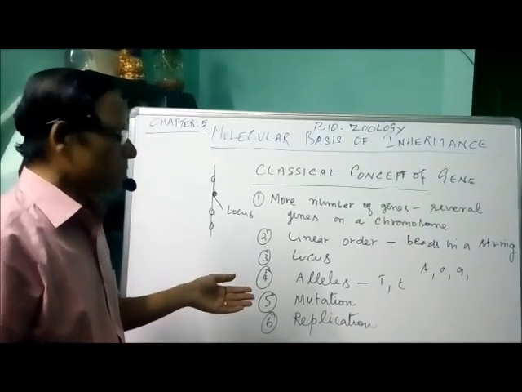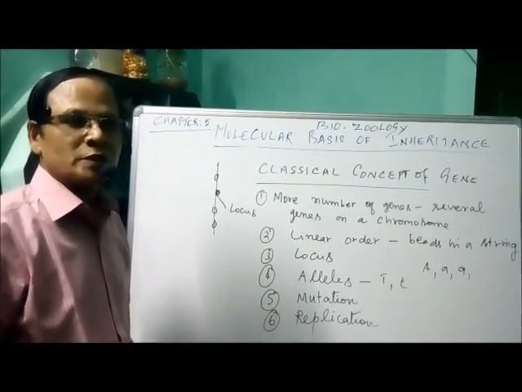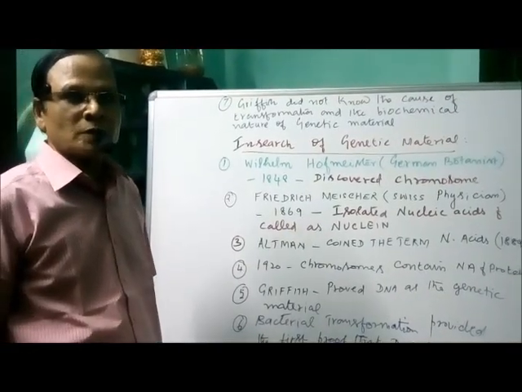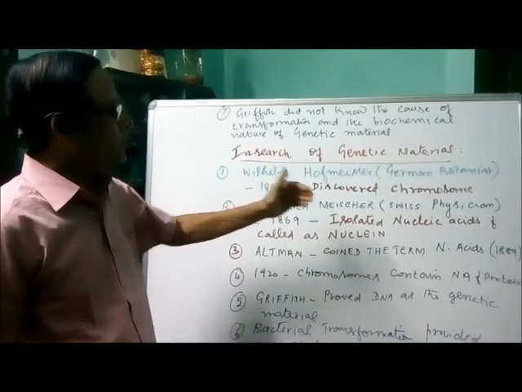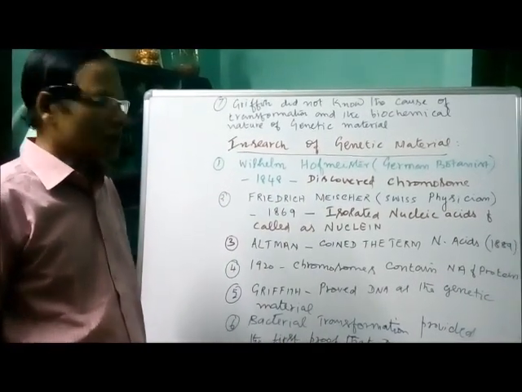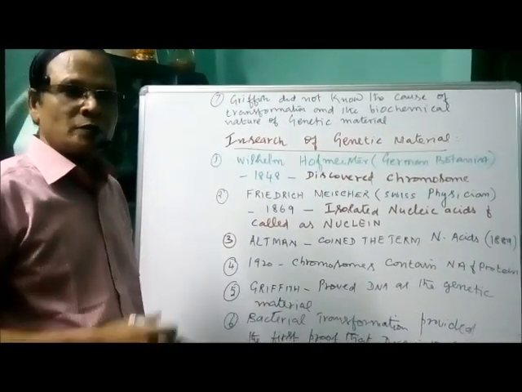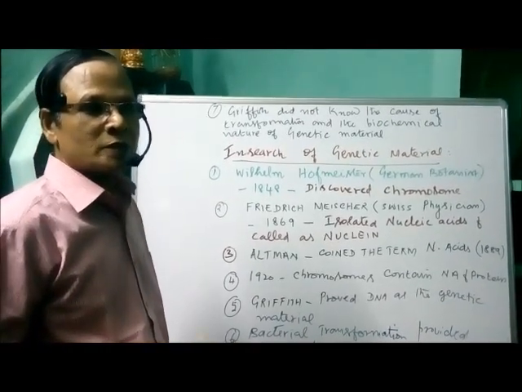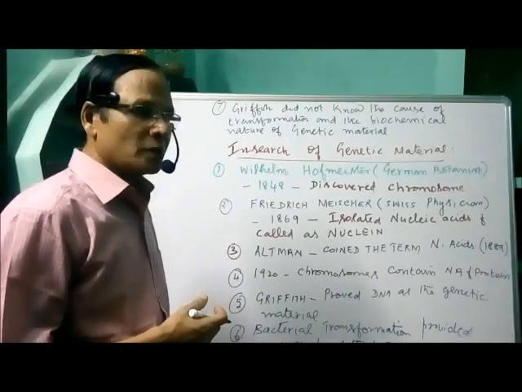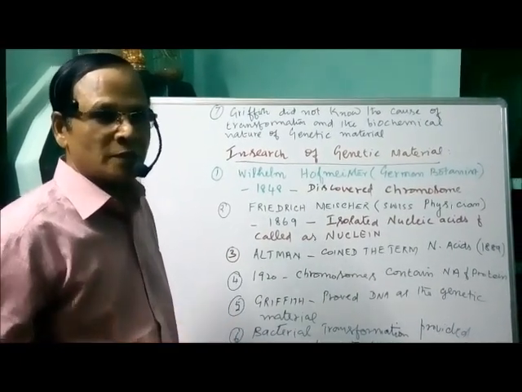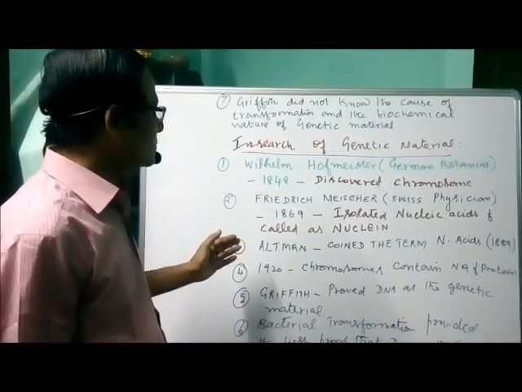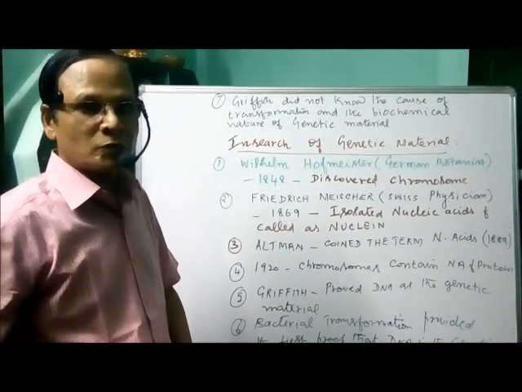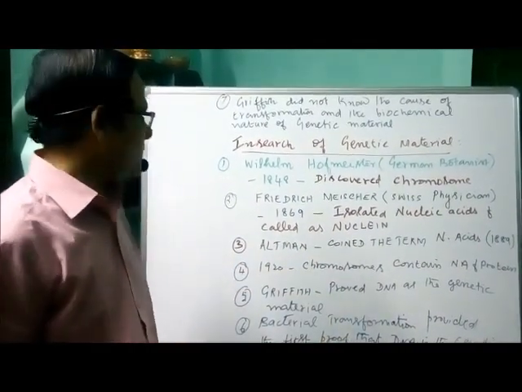These are some of the properties of genes and the classical concept of genes. The question may also be asked: what are the important properties of genes? Now we pass on to the heading, in search of genetic material. What is the meaning of that? We have different components in the cell: RNA, proteins, DNA. Either RNA, proteins or DNA is the genetic material. That is, in search of the original genetic material, either DNA, RNA or protein, through experimental analysis.